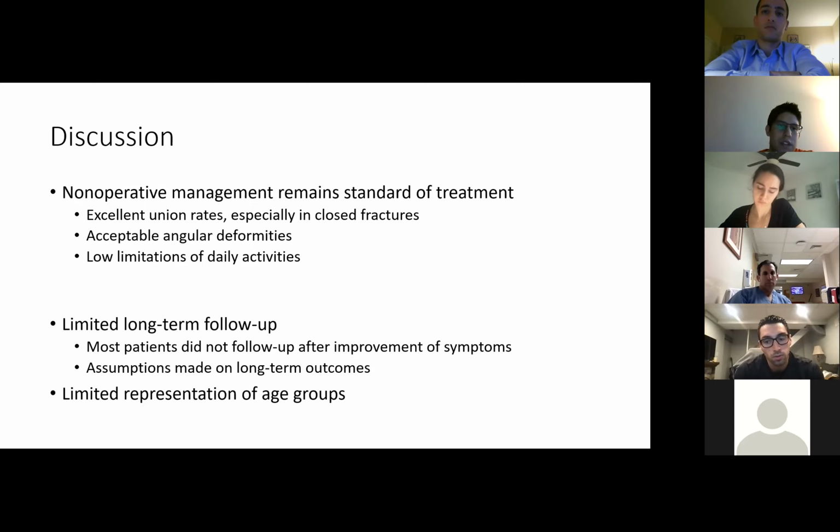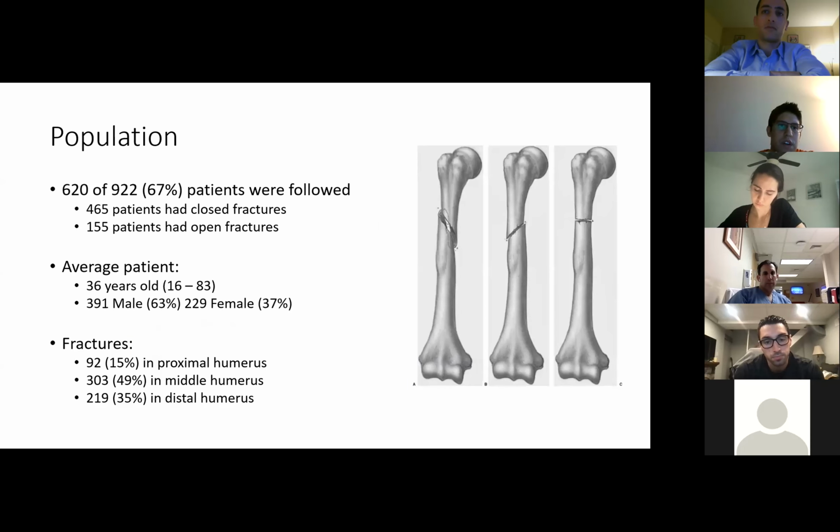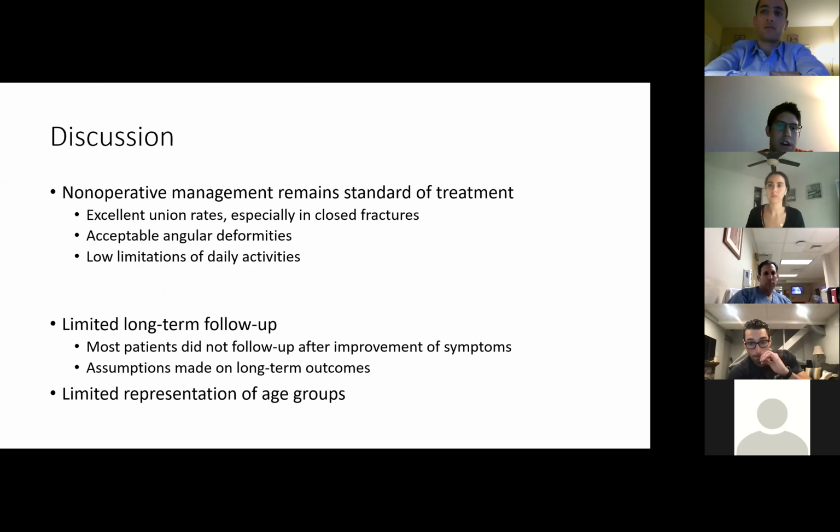But some of the issues that I did see with the paper is that they had really limited long-term follow-up. If we saw here, only 67% of the patients were able to be followed up until the fractures actually healed. Because this was an indigent population that had low SES and low health literacy, they didn't really follow up once the symptoms had improved, even if the fractures hadn't healed yet. And so the paper makes assumptions on the long-term outcomes that I didn't feel could really be made if they didn't follow them up that long. They said that the range of motion would be acceptable long-term when they really didn't follow patients up that long.